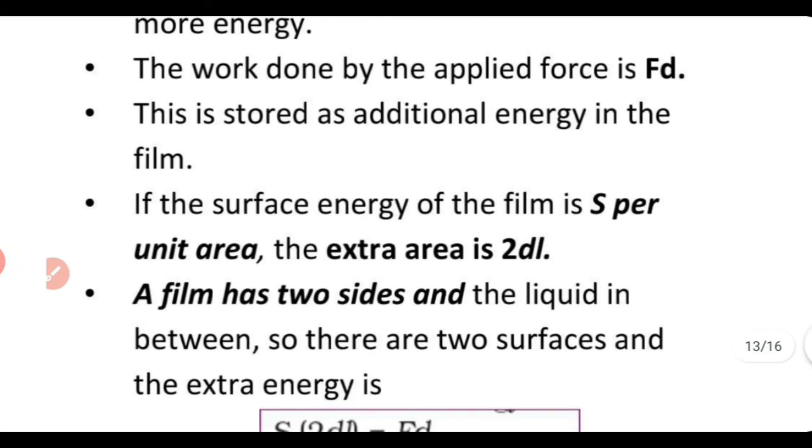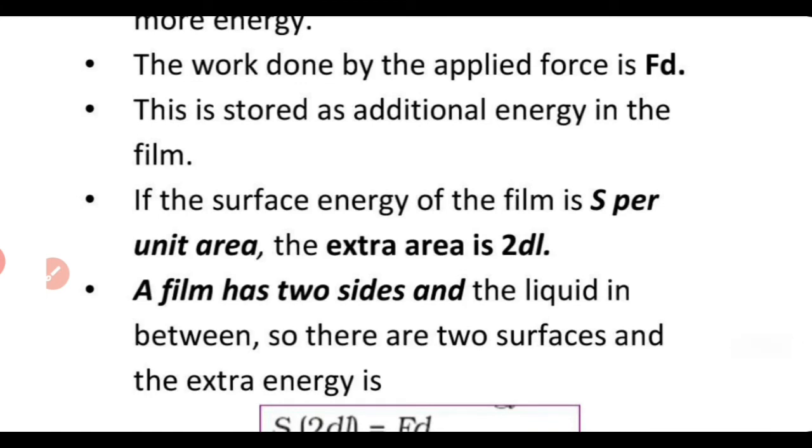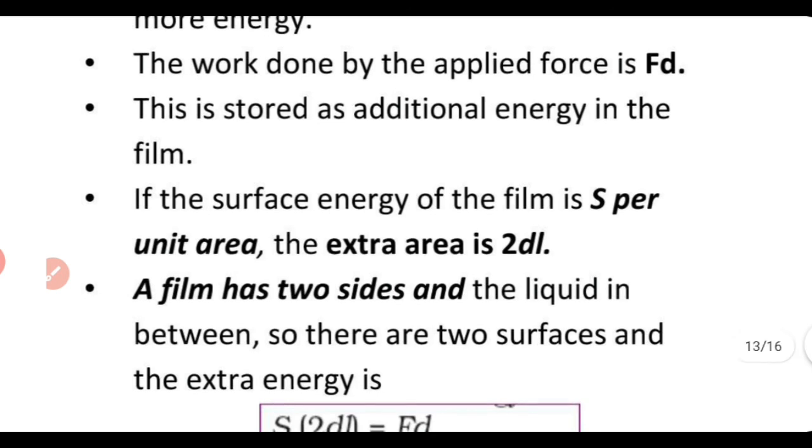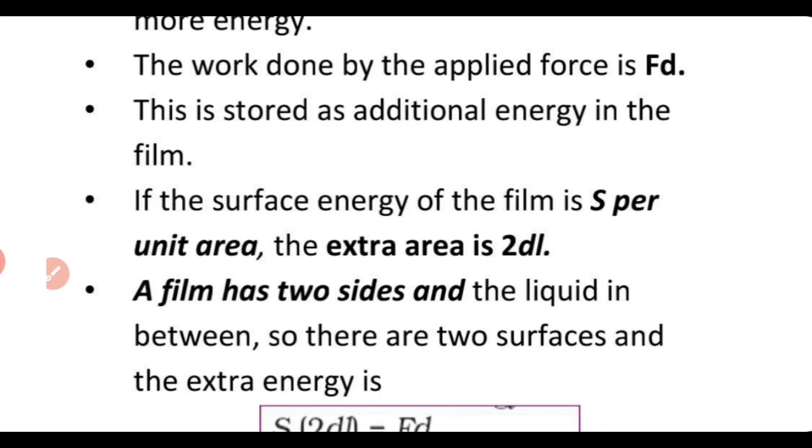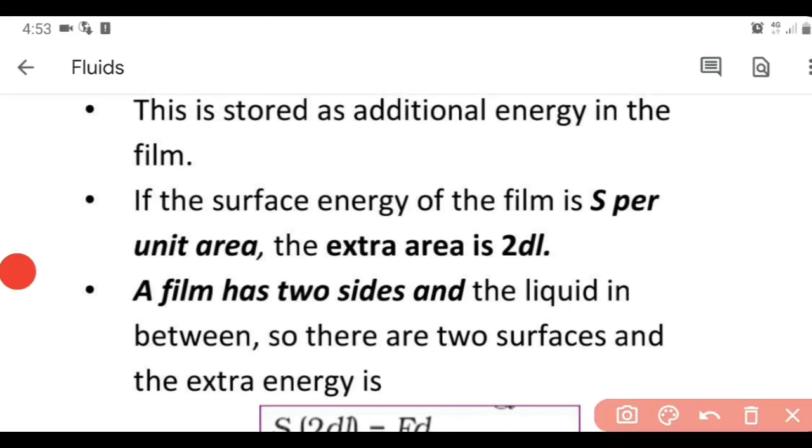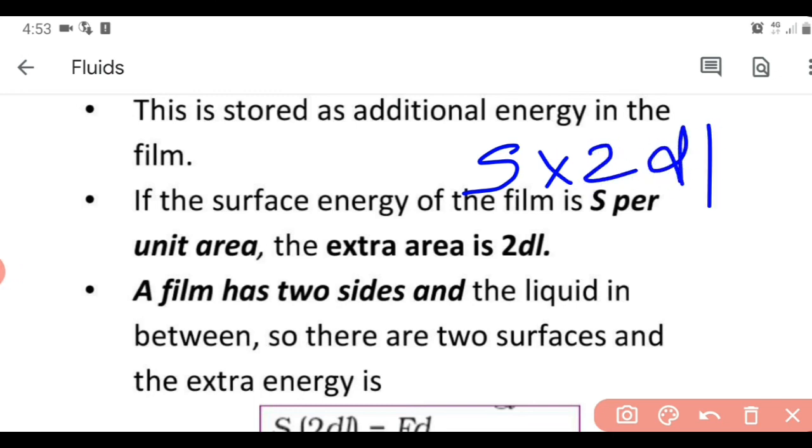We assumed S to be the surface energy. So the energy required to move the bar, or the movable side, is S into 2dl, because S is the energy required per unit area and 2dl is the increase in area. So we have S into 2dl as the required energy.